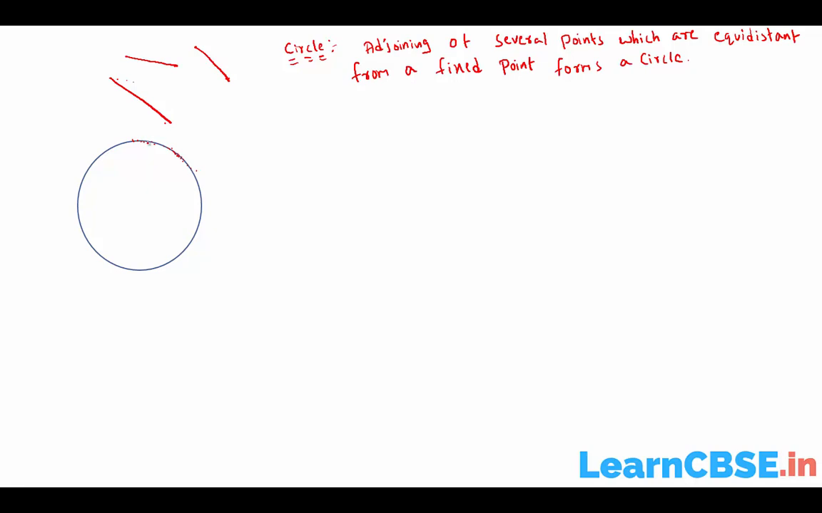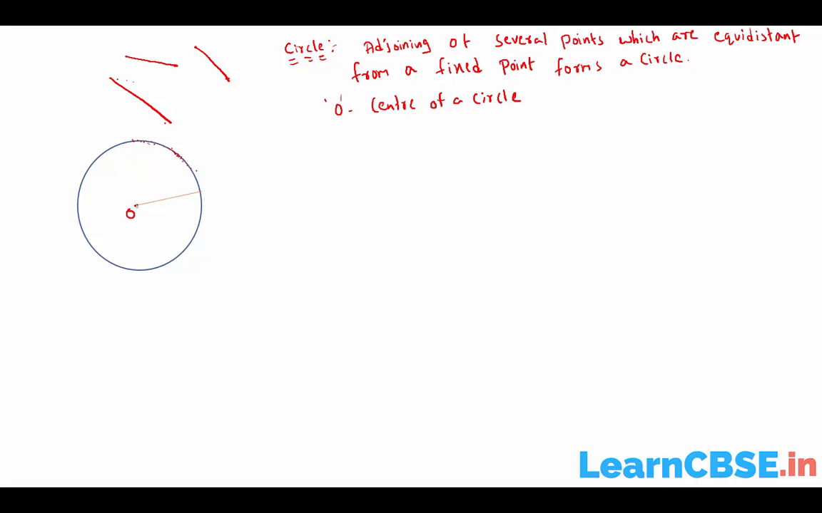There are many points, several points which are equidistant from a fixed point, forms a circle. A circle is formed by adjoining the several points which are equidistant from a fixed point. Let that fixed point be called O, that is the center. O is the center of the circle, that means a fixed point, and all these points which we are joining are equidistant from this point.